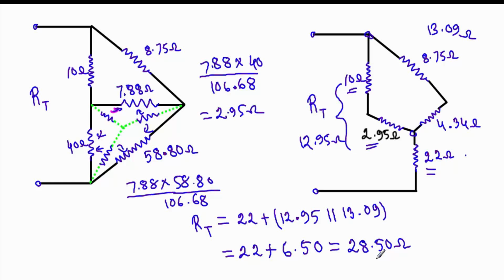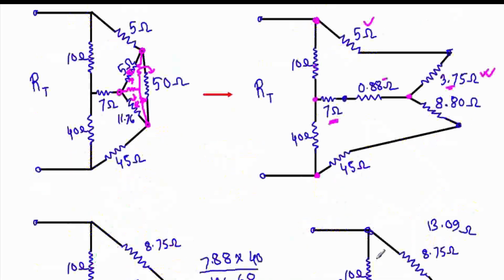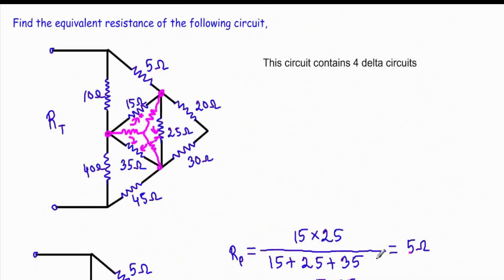When you encounter this kind of circuit, I suggest you start your conversion from the middle region, rather than starting the conversion from any of the side delta portions. Okay, that's it.